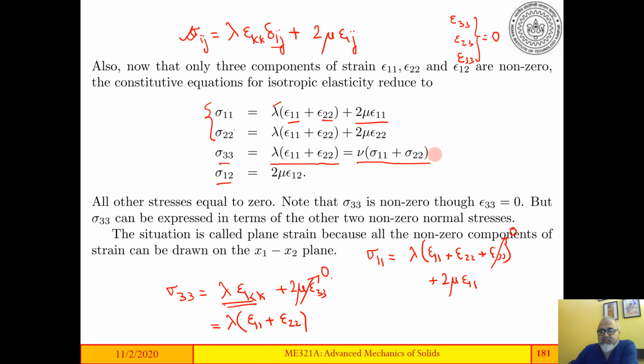What we see from this last relation is that sigma 3 3 is not equal to 0 in plane strain. So sometimes I will use this for plane strain. However, it is not independent, because sigma 3 3 can be found once you have found sigma 1 1 and sigma 2 2. So just like in the strains, you need to find sigma 1 1, sigma 2 2, and sigma 1 2. But you have to remember in plane strain that sigma 3 3 is not identically equal to 0. It is dependent on sigma 1 1 and sigma 2 2.